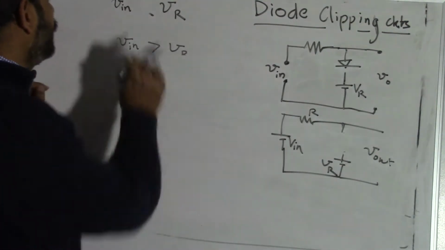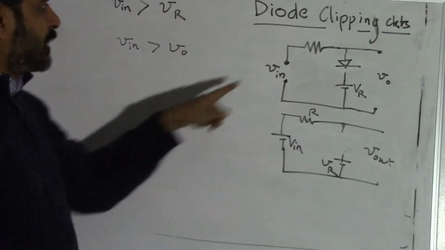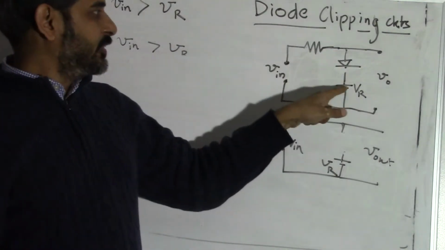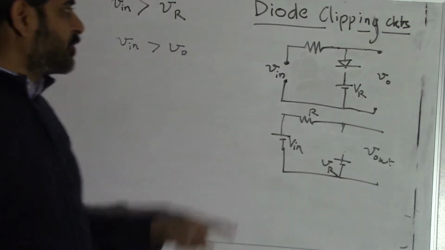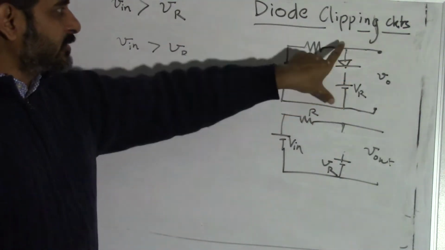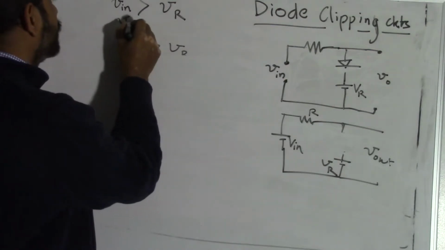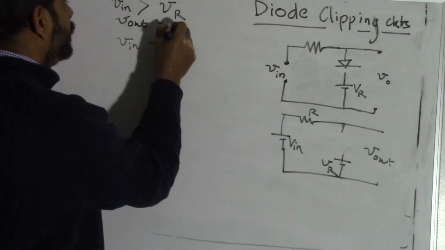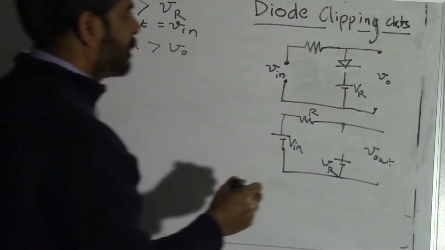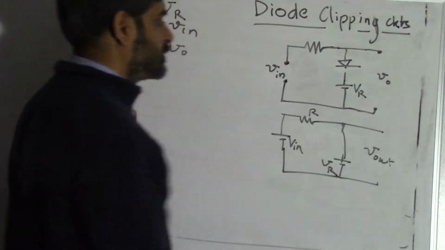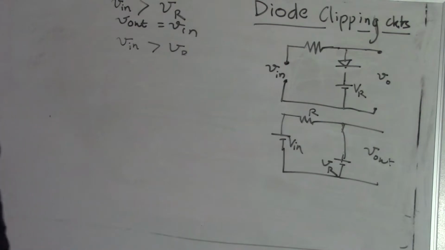So let's say V in is greater than VR. If V in is greater than VR, then this diode is forward biased, and when this diode is forward biased, this output voltage will be following the input voltage. V out will be equal to V in. This is the condition of V in greater than VR.